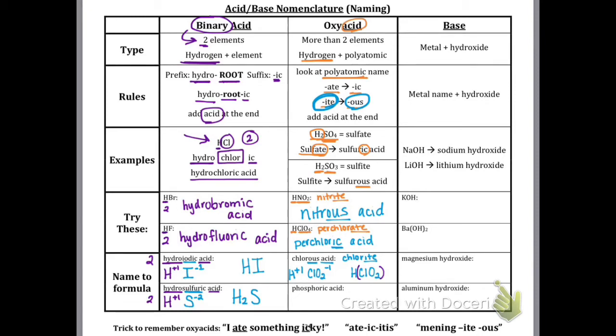Okay, then the last example here is phosphoric acid. So you're like, it's an acid, so I'm going to start with a hydrogen.